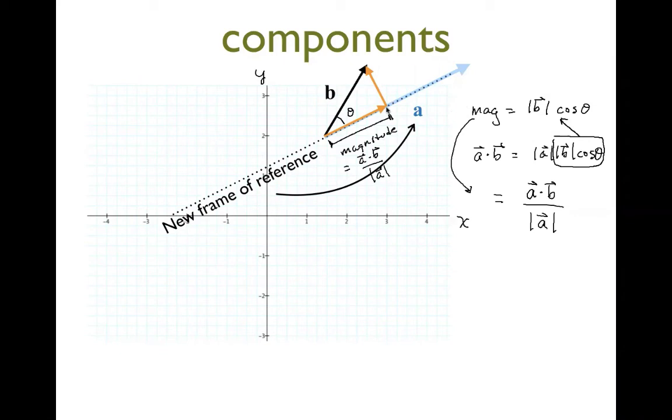Okay, so I got the magnitude. Now I want this vector. How do I get that vector? So I have a direction and I have its magnitude. Well, this is a problem we've done before. I need a vector in the direction of A that has this magnitude. Remember what I do to do that?